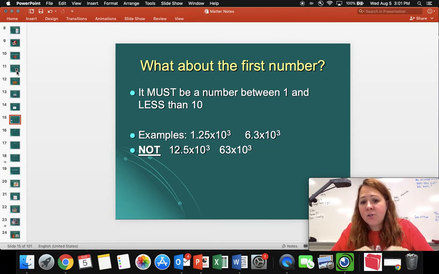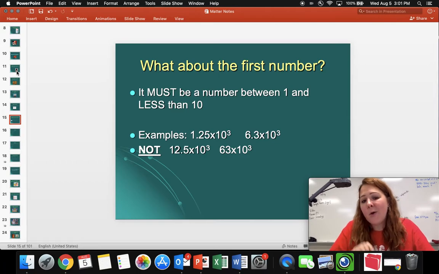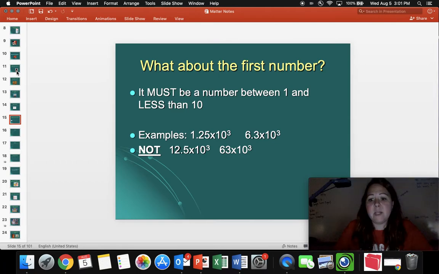Underneath that, it just shows a couple examples of incorrect answers. So you have 12.5 times 10 to the 3rd power. You couldn't stop with 12.5. You'd have to move your decimal place over one more time to make it 1.25 times 10 to the 4th power.